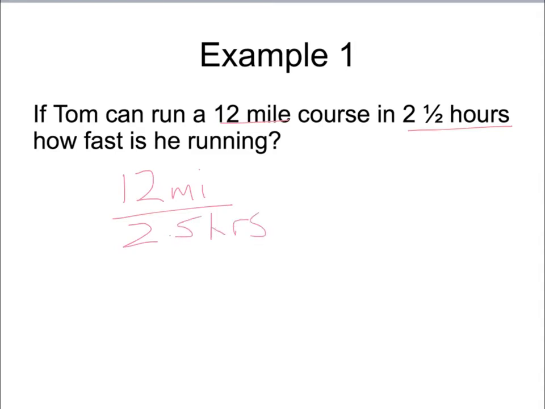And now I just do division. I take 12 divided by 2.5 and I get 4.8. Now my units for this, we take the units from the original problem and write them as a fraction, and I write it as miles per hour. And I think that is the way we need to look at it. So the answer is 4.8 miles per hour.